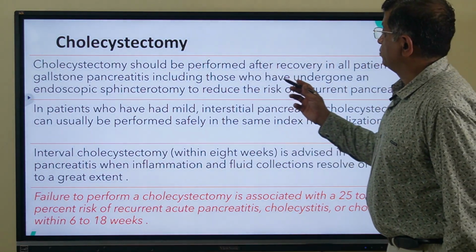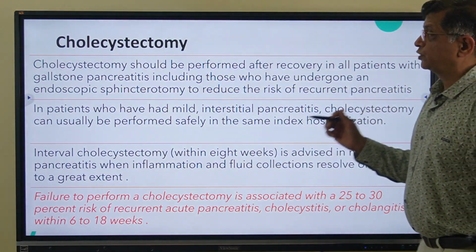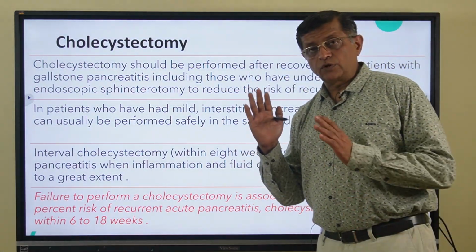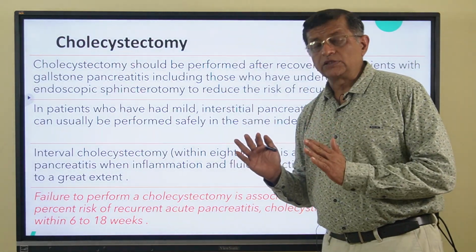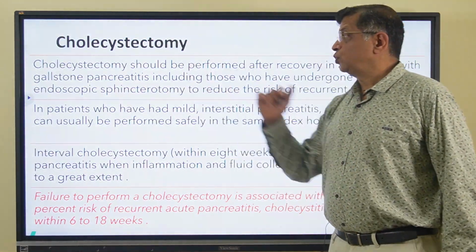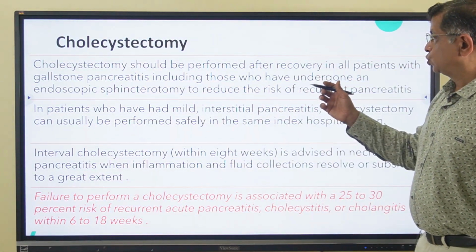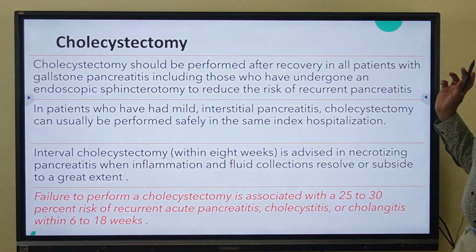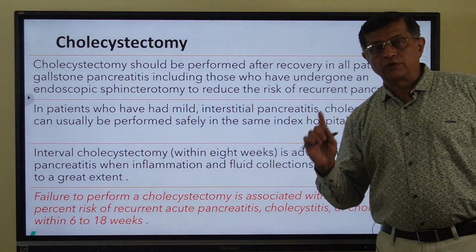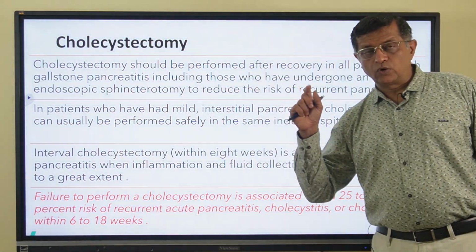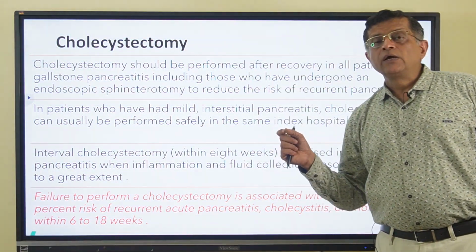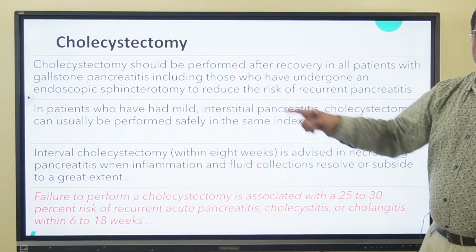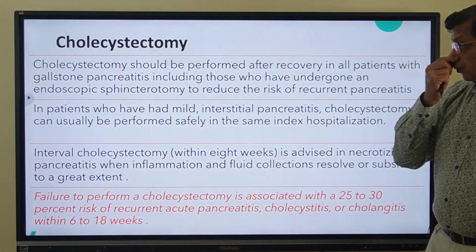Cholecystectomy should be performed after recovery in all patients with gallstone pancreatitis. So if your patient has gallstone pancreatitis, once the patient recovers, you have to do cholecystectomy, including those who have undergone an ERCP, to reduce the risk of recurrent pancreatitis. So even if you did ERCP, sphincterotomy or stone removal or a stenting, you should do a cholecystectomy because such patients remain at a risk of pancreatitis.